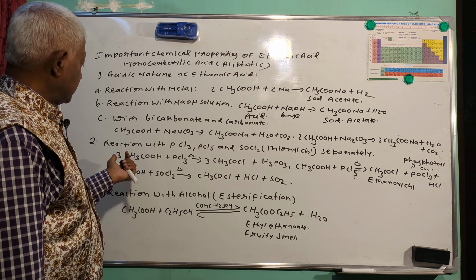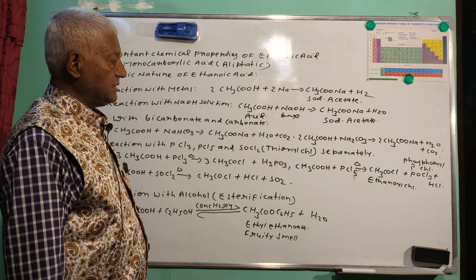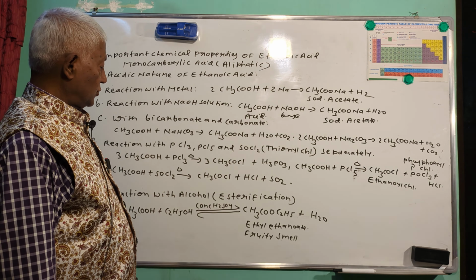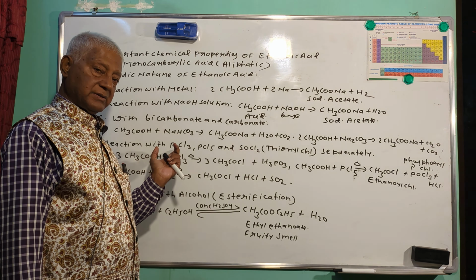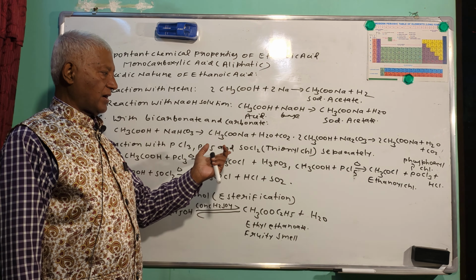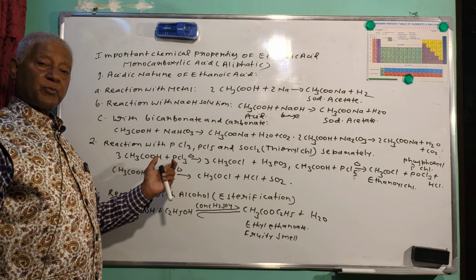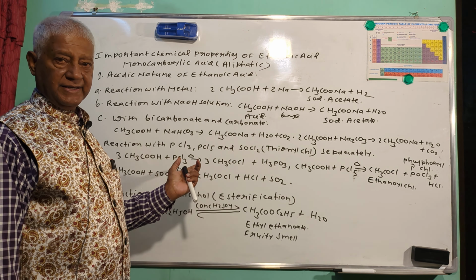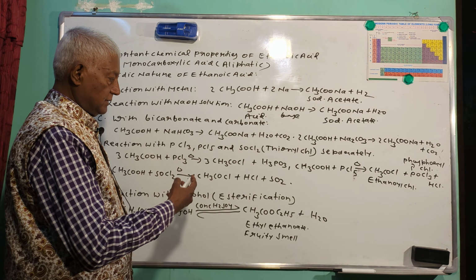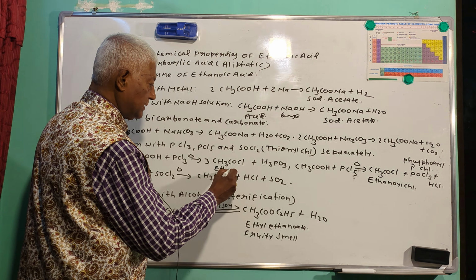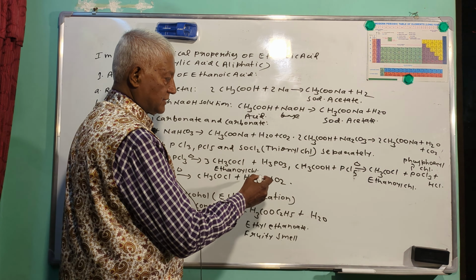Next one is reaction with phosphorus trichloride, phosphorus pentachloride and thionyl chloride, SOCl2. To convert acid into acyl halide, we always have to treat it with PCl3, PCl5, or thionyl chloride. The reaction is like this. When acetic acid is treated with phosphorus trichloride and heated, you get CH3COCl, that is ethanoyl chloride.